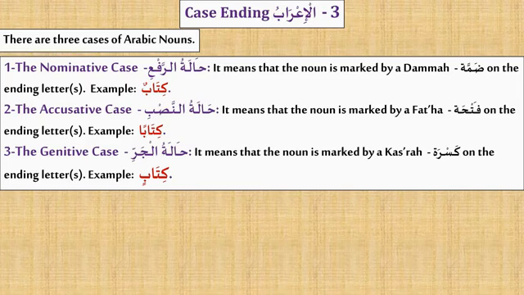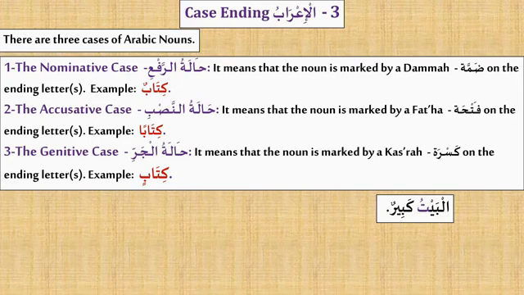The second case is the accusative case, halatul nasb. It means that the noun is marked by a fatha on the ending letter. Example, kitaban. The third case is the genitive case, halatul jarr. It means that the noun is marked by a kasra on the ending letter. Example, kitabin.